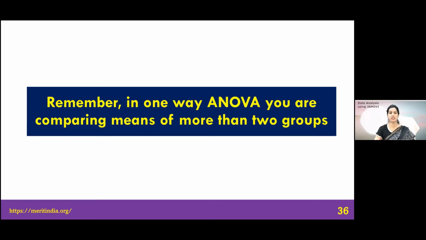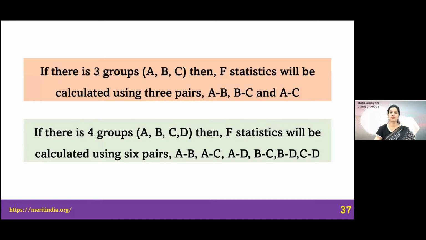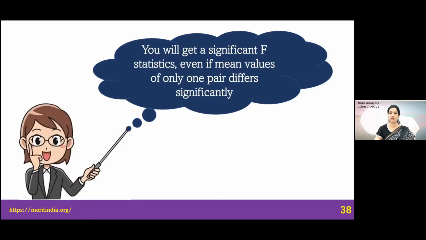That's why the concept of post hoc is there. So if there are three groups, then F statistics will be calculated using three pairs. So we compare like AB, BC, and AC. And if there are four groups, we compare the F statistics using 6 pairs. So you will get a significant F statistics even if the mean values of only one pair differ significantly.